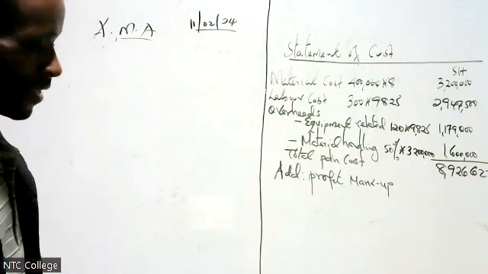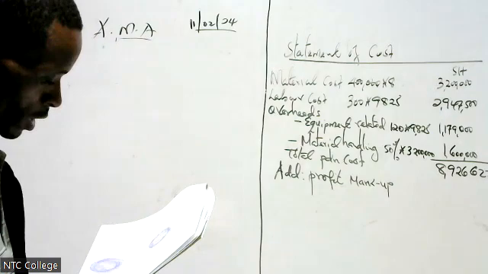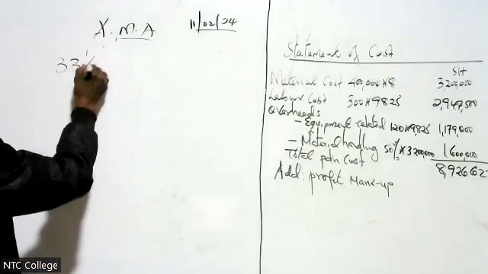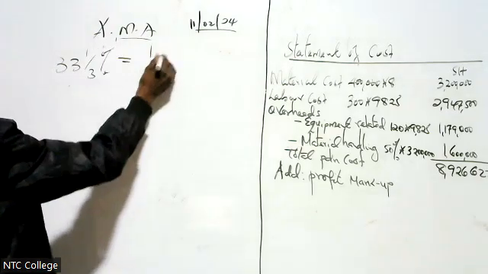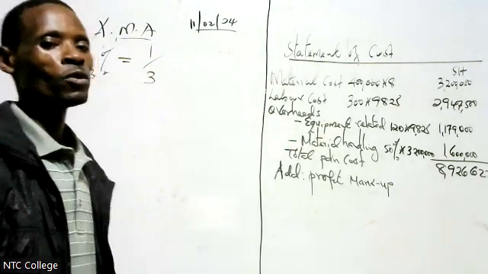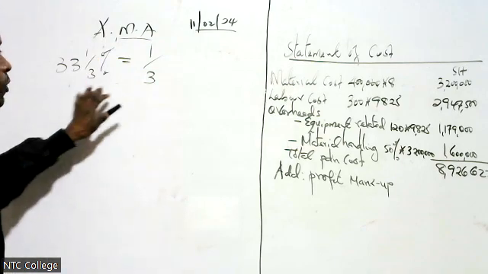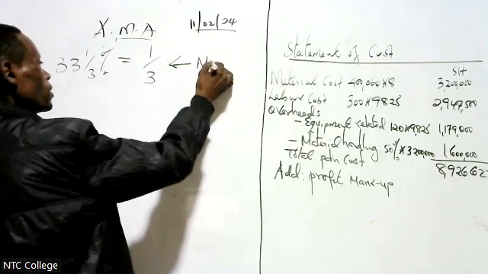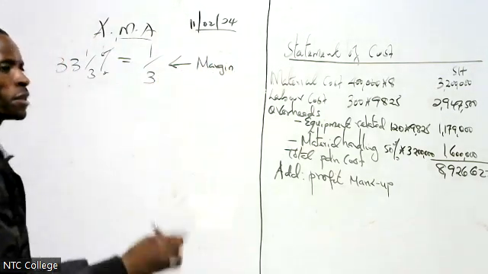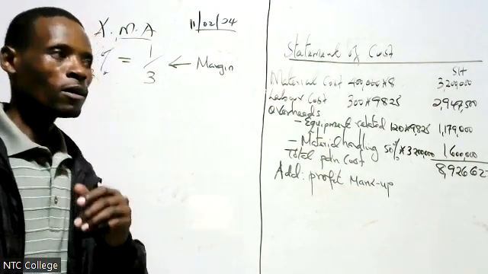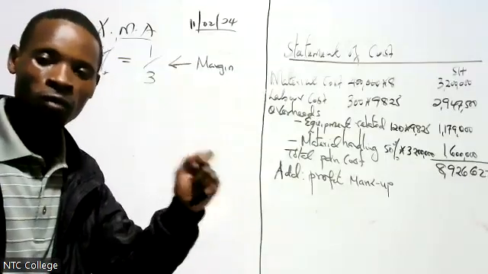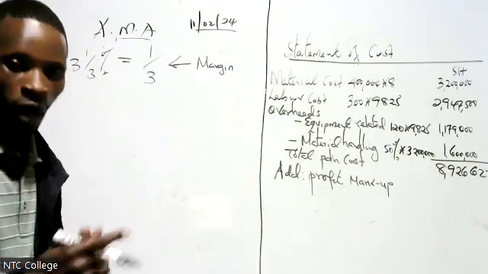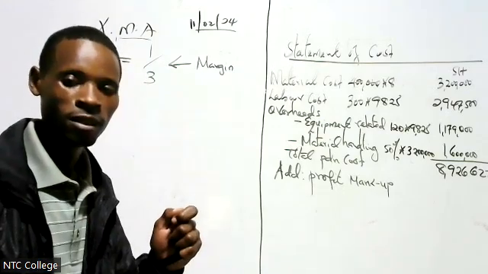You have been given 33.5%. If you do that simplification, that one is the same as a third. So this is the margin. And therefore, from financial reporting, when we talk about margin, meaning we have added, it is more than 100. So to come back at cost, which is at 100%, you need to deduct.